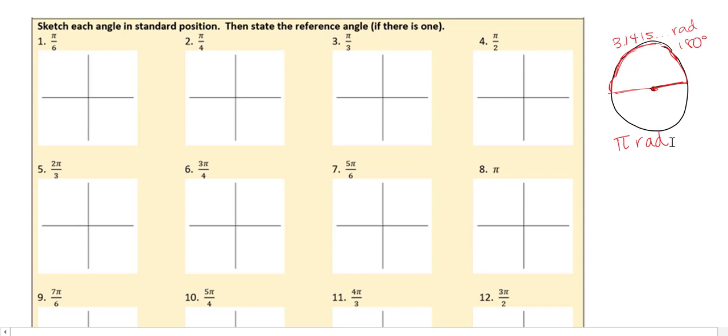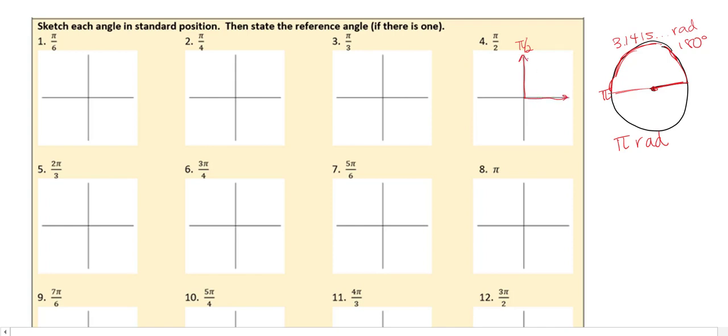And what we can start doing is using our knowledge of fractions to help us plot these pretty quickly. So for example, if you know pi is going to take you to 180, I know that pi over 2 is going to be halfway there.